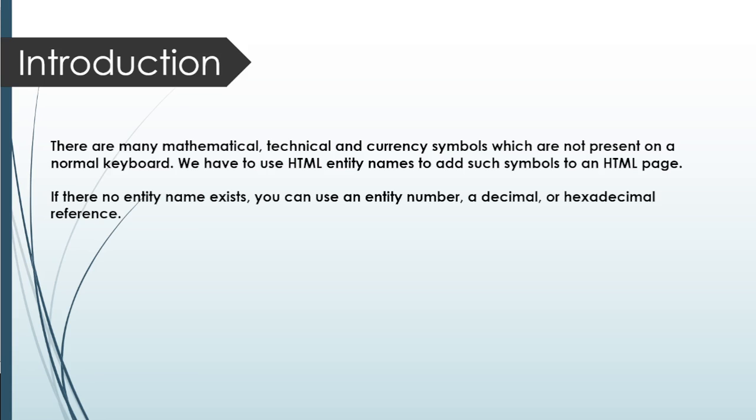This tag is very simple to use. For example, if I want to use this copyright symbol, this symbol is not present on my keyboard. So what I can do is use its entity name or its entity number in my HTML code, then I will get this particular symbol on my web page. I will tell you practically how you can use this tag. If no entity name exists, you can use its entity number, its decimal number or hexadecimal reference.